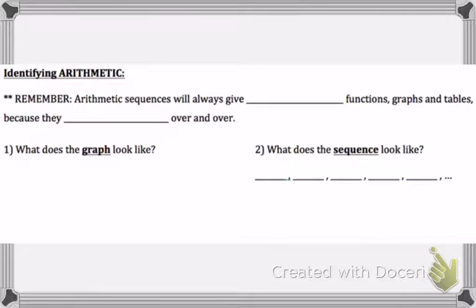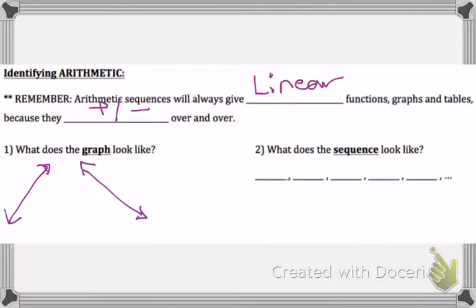Remember, arithmetic sequences will always give linear functions because they add or subtract over and over. So what does a graph look like? Should be a straight line going up or a straight line going down. So what does the sequence look like? Well, over and over you're going to add, possibly, or you might also subtract over and over.